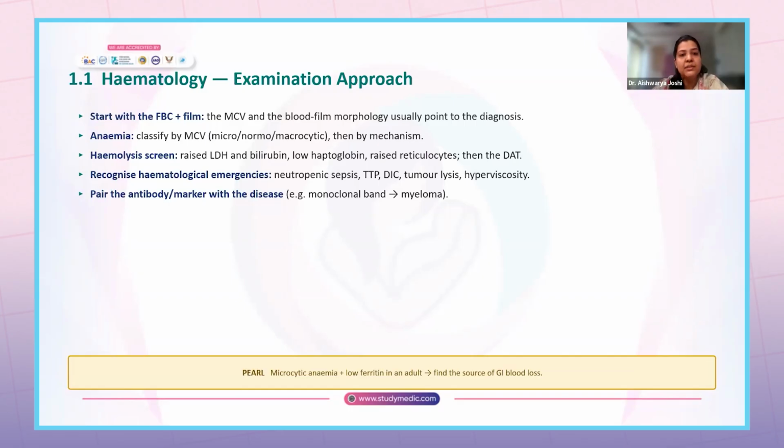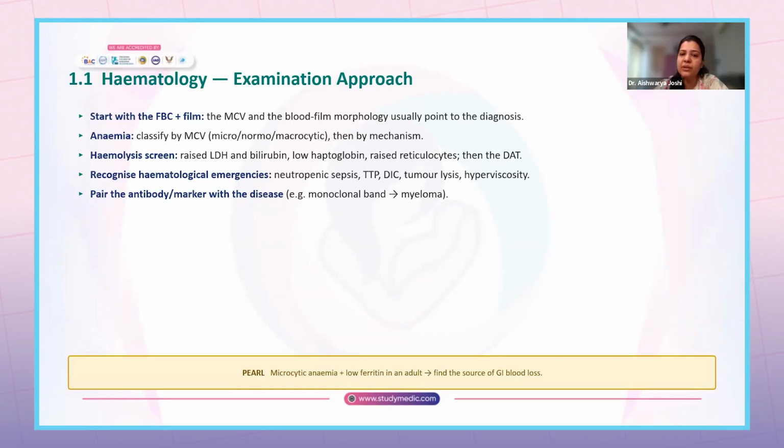Recognize hematological emergencies how? By understanding neutropenic sepsis, TTP, DIC, tumor lysis, and hyperviscosity syndromes. In neutropenic sepsis, clearly the patient will have low neutrophil count. He might have recently received chemotherapy or a transplant. The patient may or may not have fever and the counts may or may not be raised.